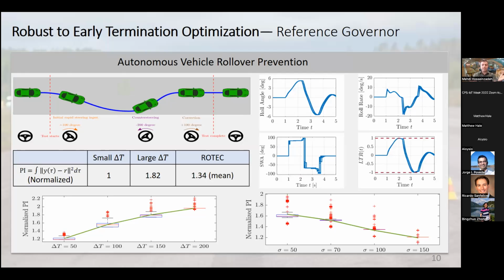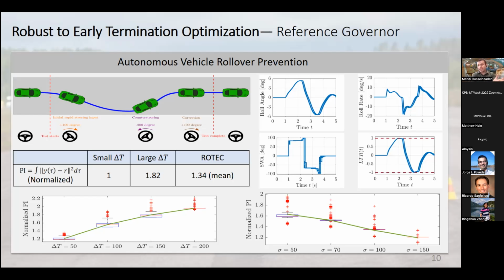And here you can see our numerical results. We considered the fishhook test, which is a standard test to study rollover prevention. It's a severe steering, counter-steering maneuver. You can see we have also compared our scheme with the reference governor with small and large sampling periods. As you can see, this optimization approach can guarantee constraint satisfaction with a small degradation in the control performance.